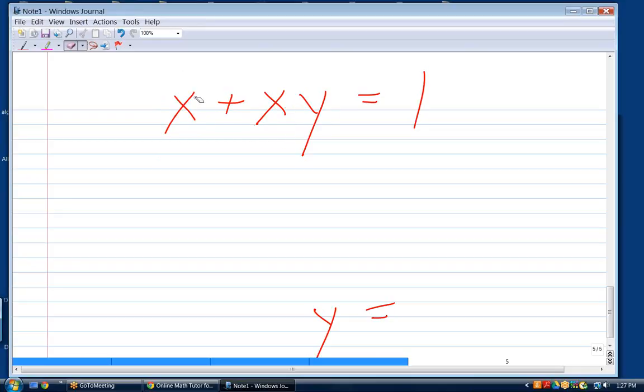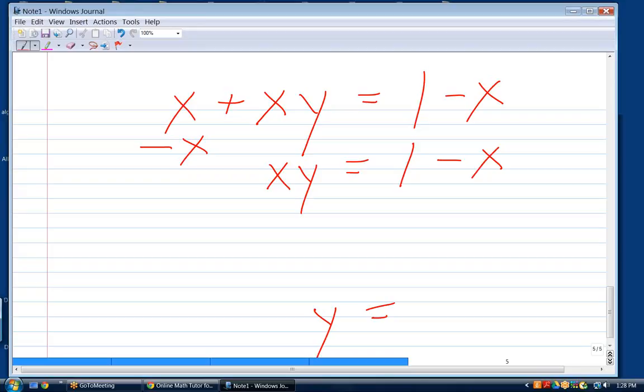What's this x doing right here? Is it multiplying, dividing, adding, or subtracting to the left side? I'm going to say adding. Okay, so what do I need to do to move it? Minus x. Minus x. So now my next line reads xy equals 1 minus x. So what's the last step if I want to solve for y?